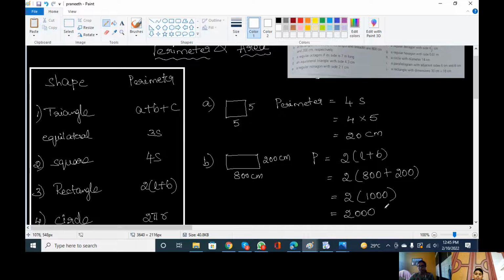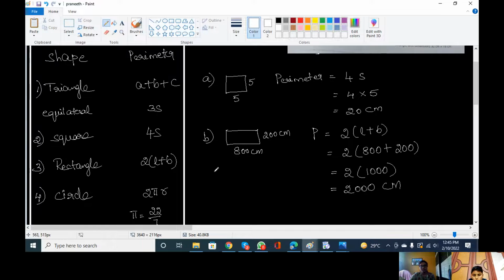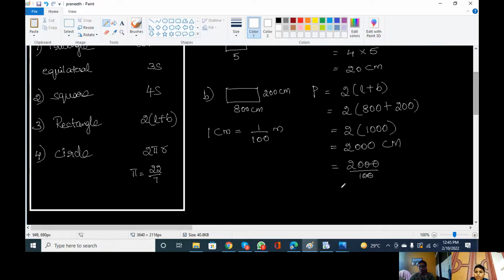2000 centimeters. But they asked here for the perimeter in meters. We know 1 centimeter is equal to 1 over 100th meter, because 1 meter is equal to 100 centimeters. So if you want to convert centimeters into meters, then divide by 100. So let's divide 2000 by 100, where two zeros cancel. So it's nothing but 20 meters. Okay?